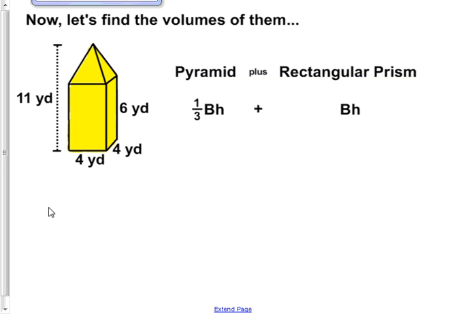Now remember that these B's and H's and any of the values that show up in any formula, those are specific to the shapes that you have in your particular problem. So the B and the H on the left refer to the pyramid only, and the B and the H on the right refer to the prism only. Okay, so figure out what values are going to belong to those formulas, plug them in, and arrive at a volume.